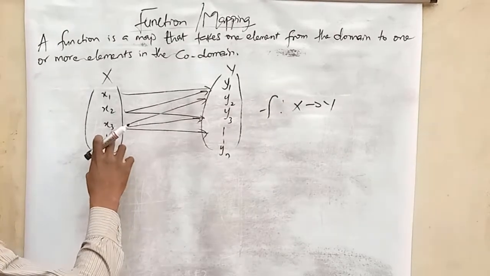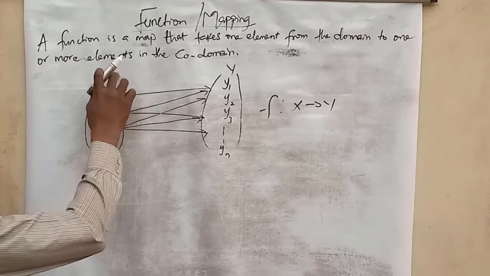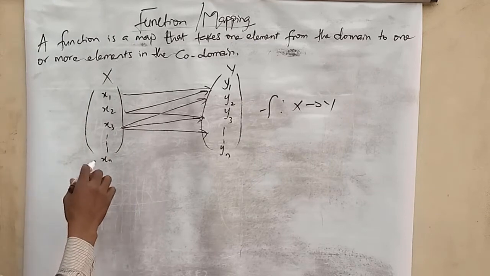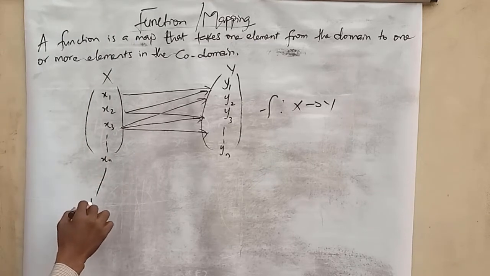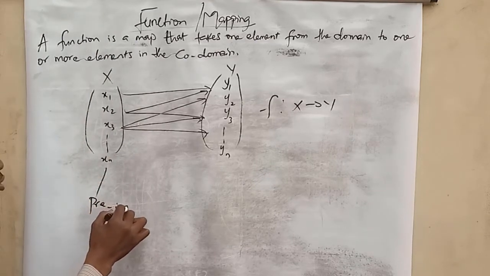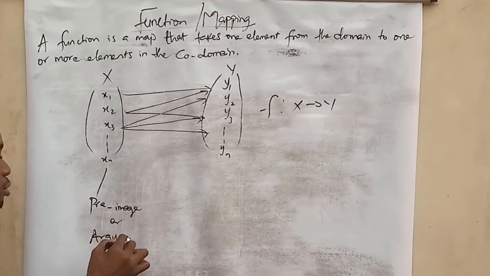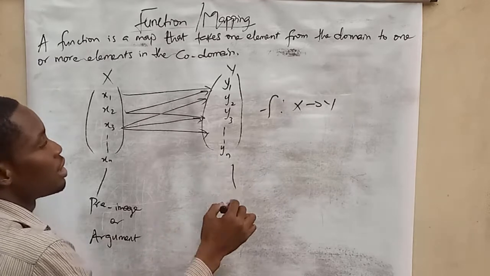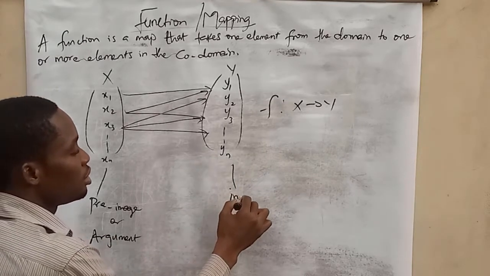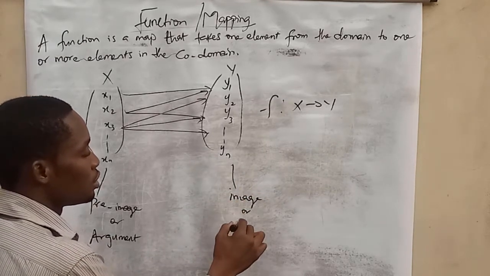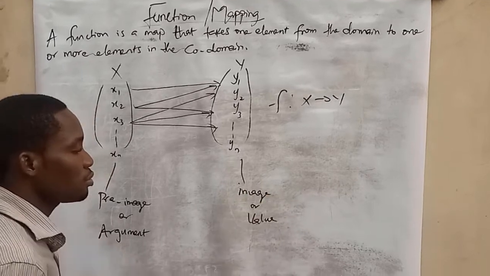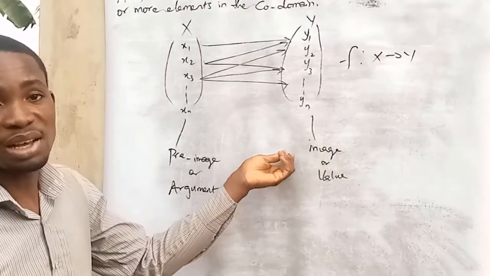Now, elements of our set X are called pre-image or argument, while elements of our set Y are called image or value. This is what elements of our X and Y are called.